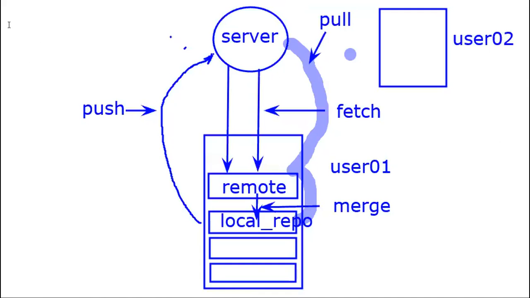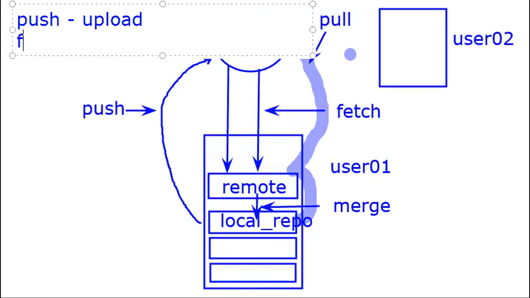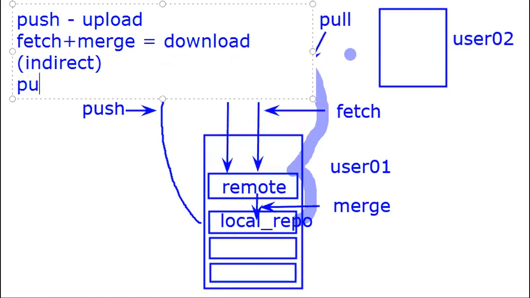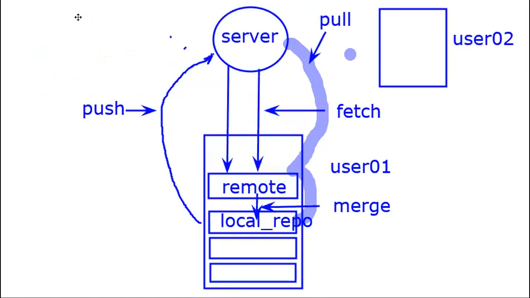So let's write down something, that way it will help. Push means upload, then fetch and merge, download, indirect, and pull, download, direct. So make the diagram clear. We will write it later on in the text file.